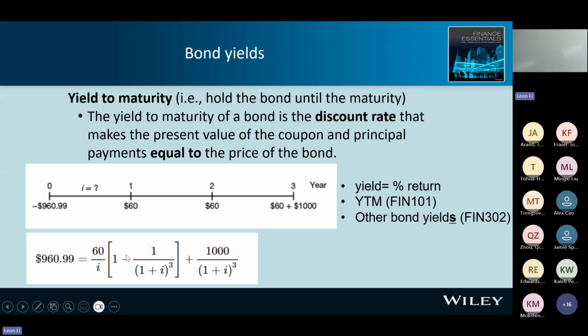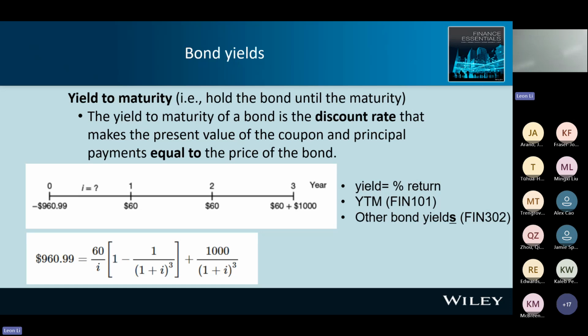Now our focus is what the bond yield is. We have a bond valuation formula, and I enter the input variables. Now we would like to know the I. You can see that finding the I is very difficult by hand. The best way is to use Excel or a financial calculator. In our class, we focus on Excel.